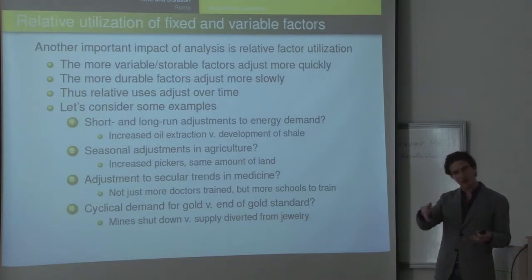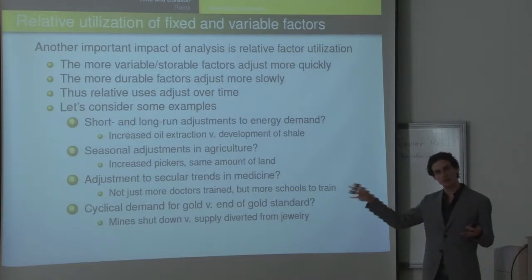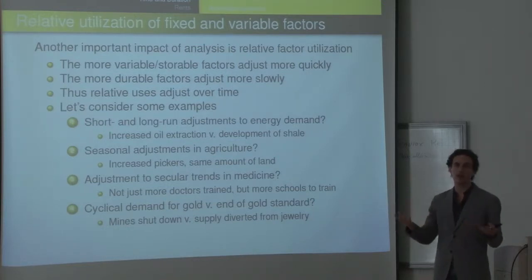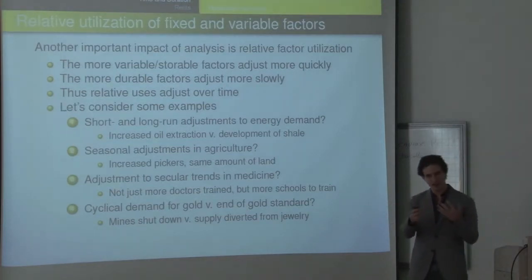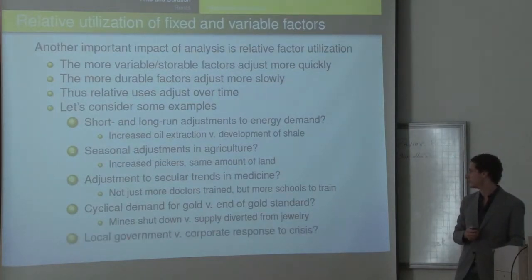Whereas the cyclical changes in gold demand just led to changes in how much stuff was coming out of jewelry. So like right now when there's been a big demand for gold, lots of people have been melting down their jewelry to sell it back to the gold market, right? But when we went off the gold standard, all the mines shut down. So those are very different reactions that occur depending on whether it's a short or a long run change.